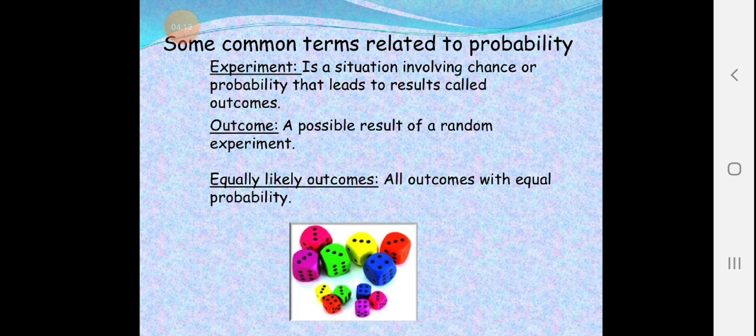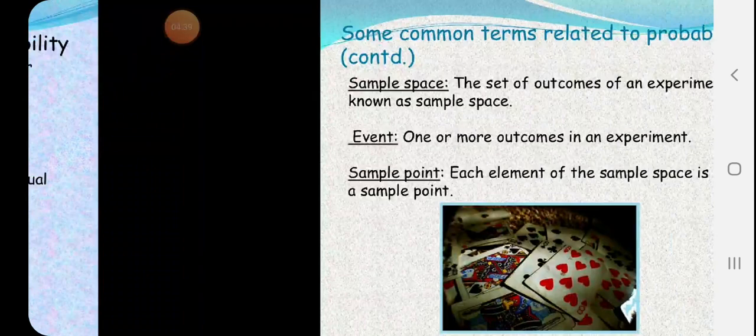Some common terms related to probability we have already seen in our first presentation. Let's revise them. Experiment: it is a situation involving chance or probability that leads to a result called an outcome. Outcome: a possible result of a random experiment. Equally likely outcomes: all the outcomes with equal probability. So, these are some common terms that we deal with in probability.